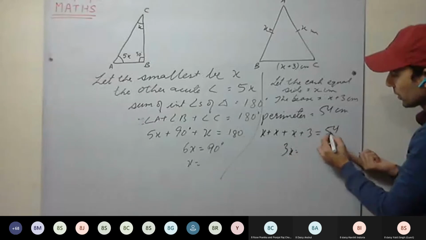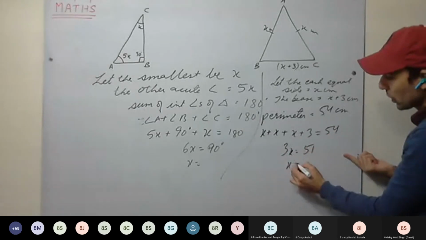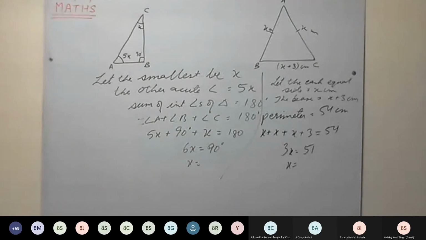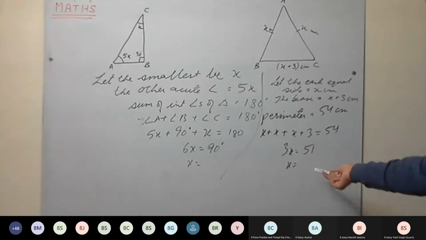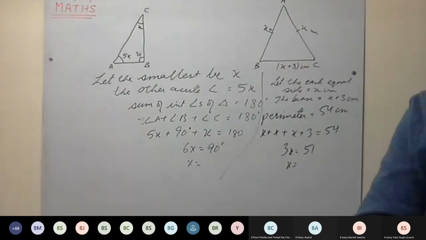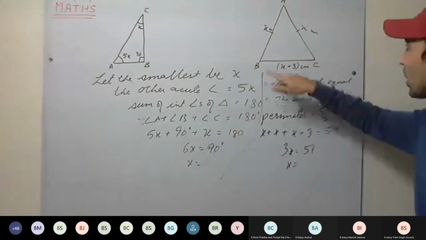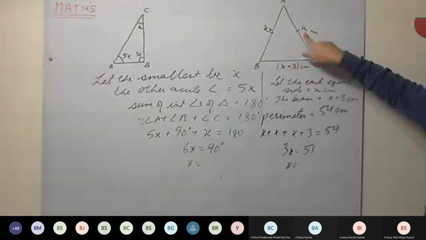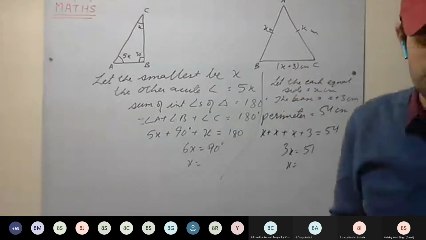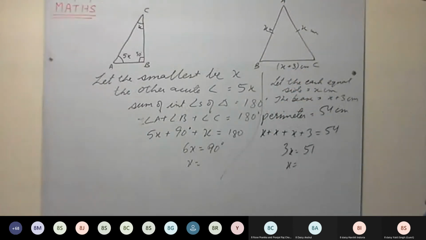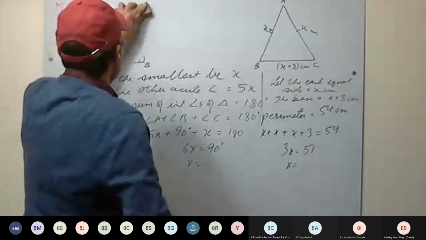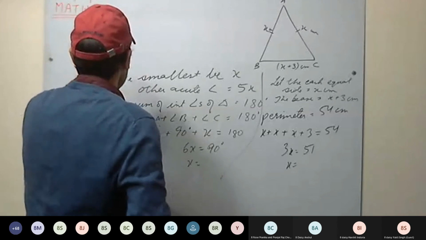3x equal to how much? 51. X equal to 17 centimeters. And what you have to find is the length of the sides. So sides will be 17 centimeters, 17 centimeters, 17 plus 3, 20 centimeters. Understood this question? Any doubt?